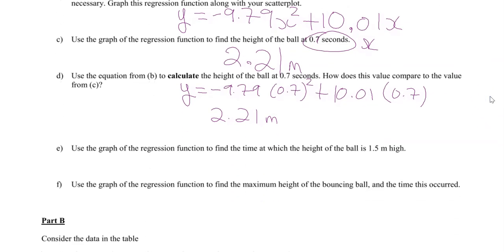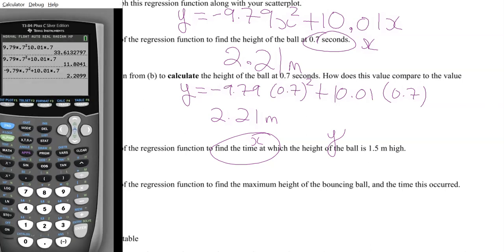Use the graph of the function to find the time. So the time is x, at which the height, so the height is y. For this, we go to y equals, and we leave y1. I want to put in a height of 1.5 and graph that, and I want to know at what time. So what is the x value? We're looking for the x value of both of these points. So it'll be at 1.5 meters twice, right? If we're bouncing the ball or launching the ball, on its way up, it's going to go through 1.5 and on its way down.